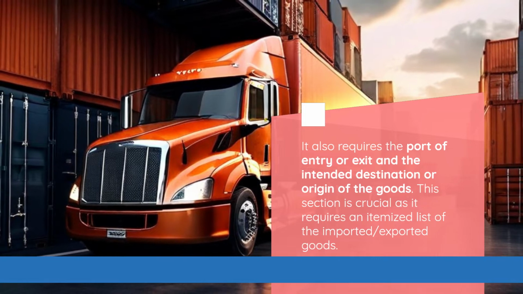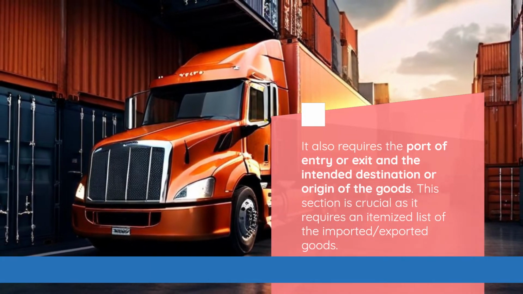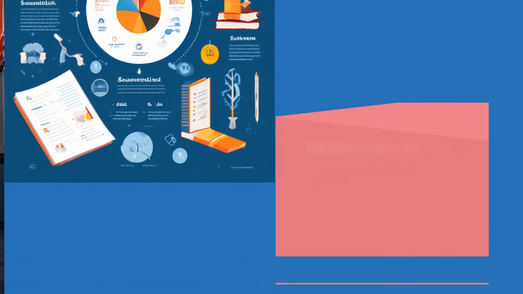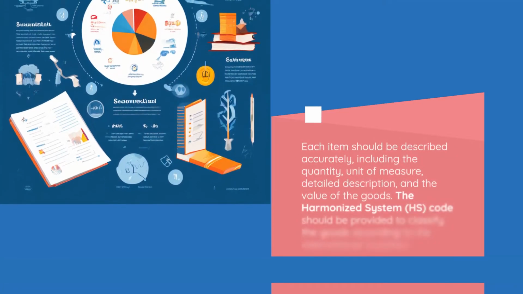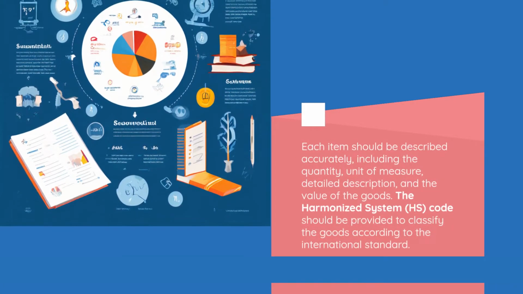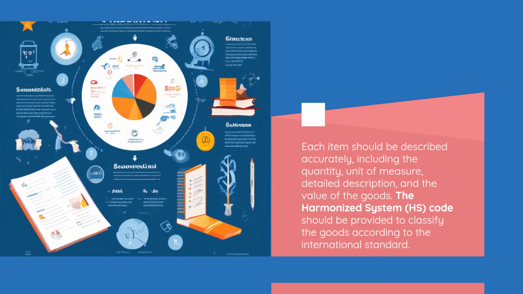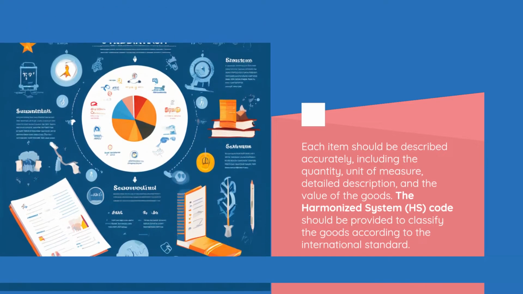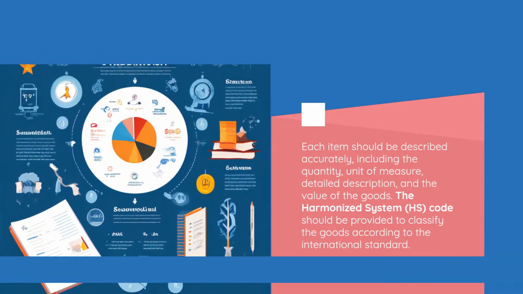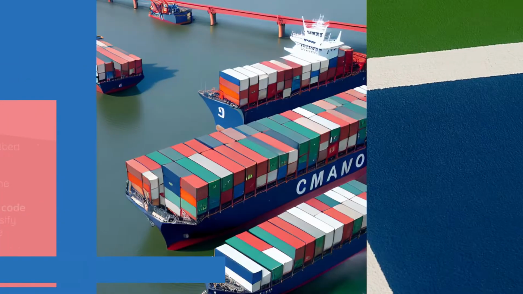This section is crucial as it requires an itemized list of the imported-exported goods. Each item should be described accurately, including the quantity, unit of measure, detailed description, and the value of the goods. The Harmonized System (HS) code should be provided to classify the goods according to the international standard.